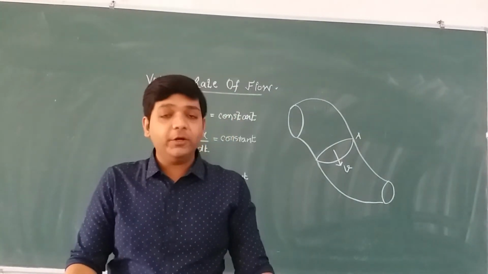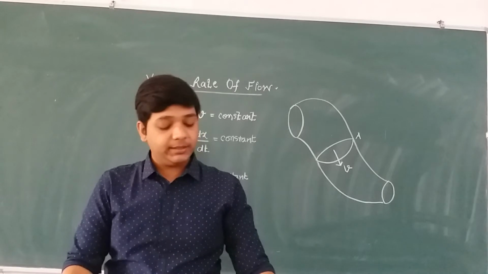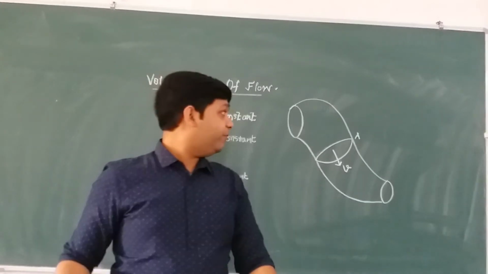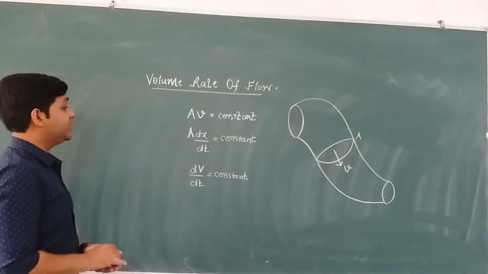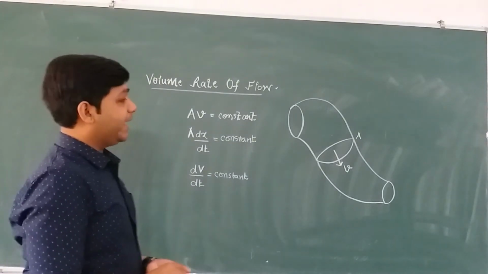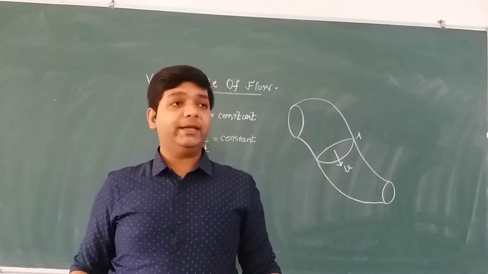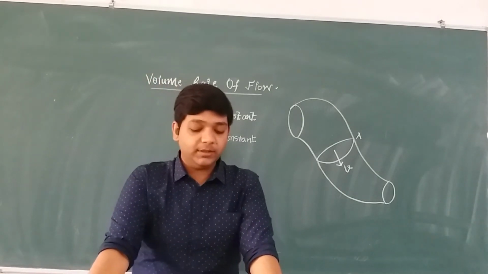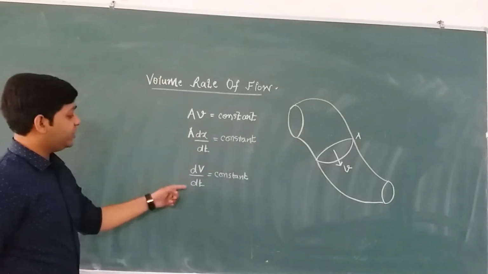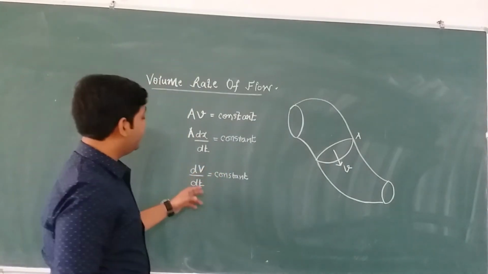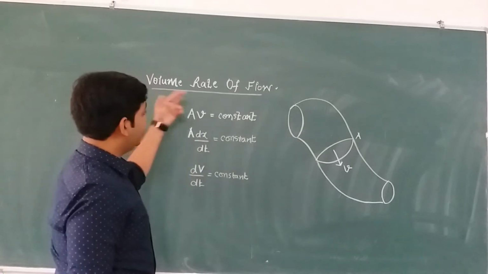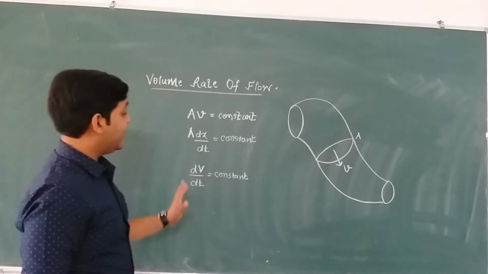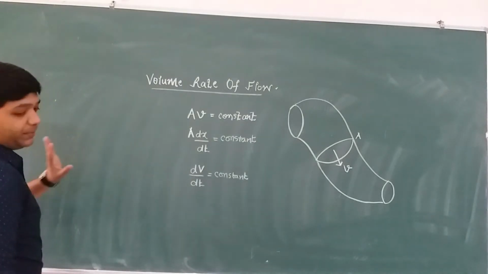The volume of fluid that passes through the cross-sectional area in time dt is called the volume rate of flow. So this rate of change of volume is called the volume rate of flow, and what will be the unit of volume rate of flow? The SI unit will be meter cube per second.